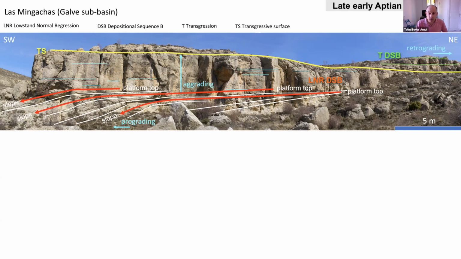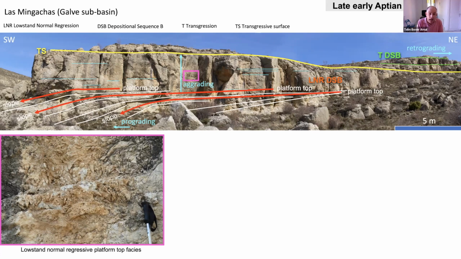At the top of the lowstand, there is a transgressive surface that marks the start of transgression, and above the transgressive surface, there's the retrogradation of the system, the backstepping platform carbonates of depositional sequence B. Now, I would like to show you the facies of this lowstand platform and also the platform top transgressive carbonates.